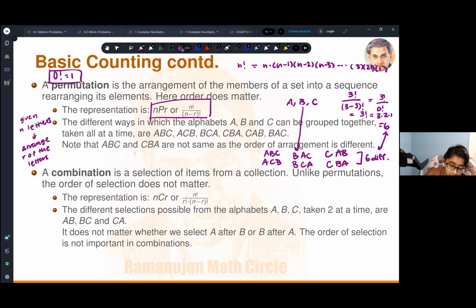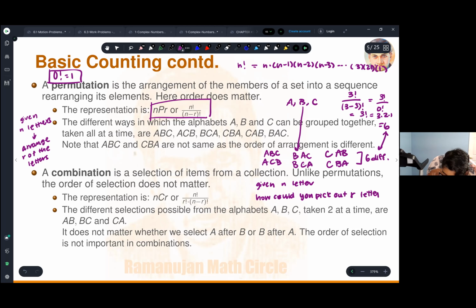On the other hand, we have something called combinations, where the order does not matter. So you're just picking out items. So that would be given, for example, n letters, how could you pick out r letters, arranging in any order? The order basically does not matter.